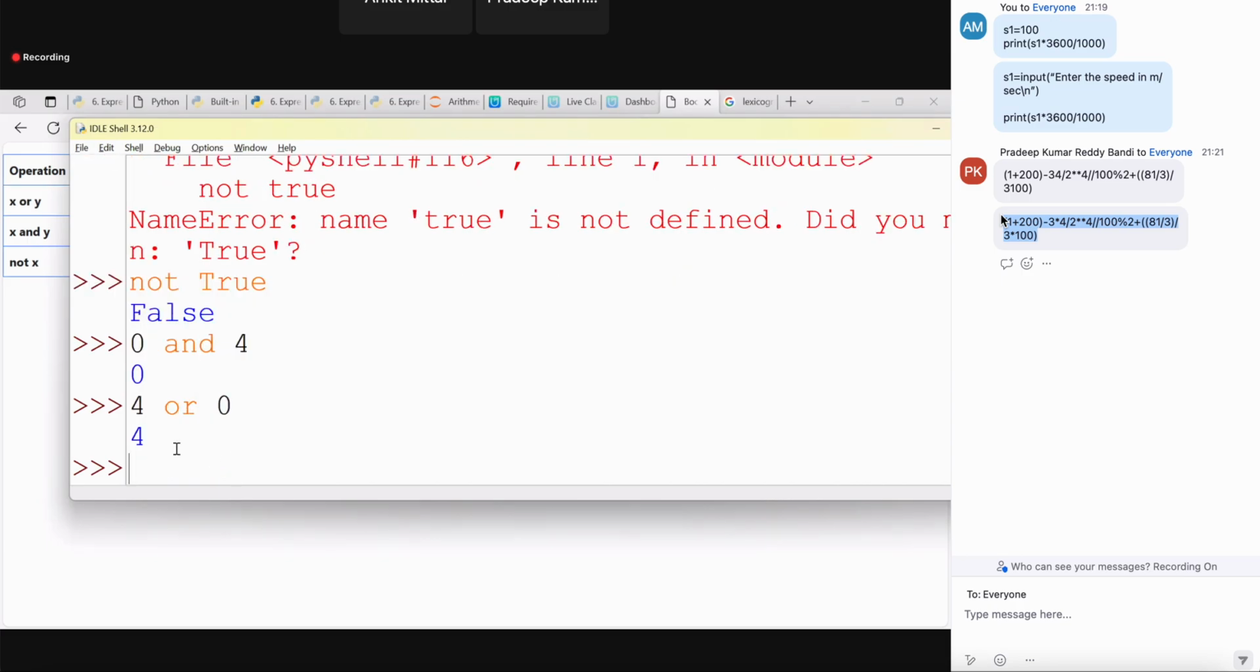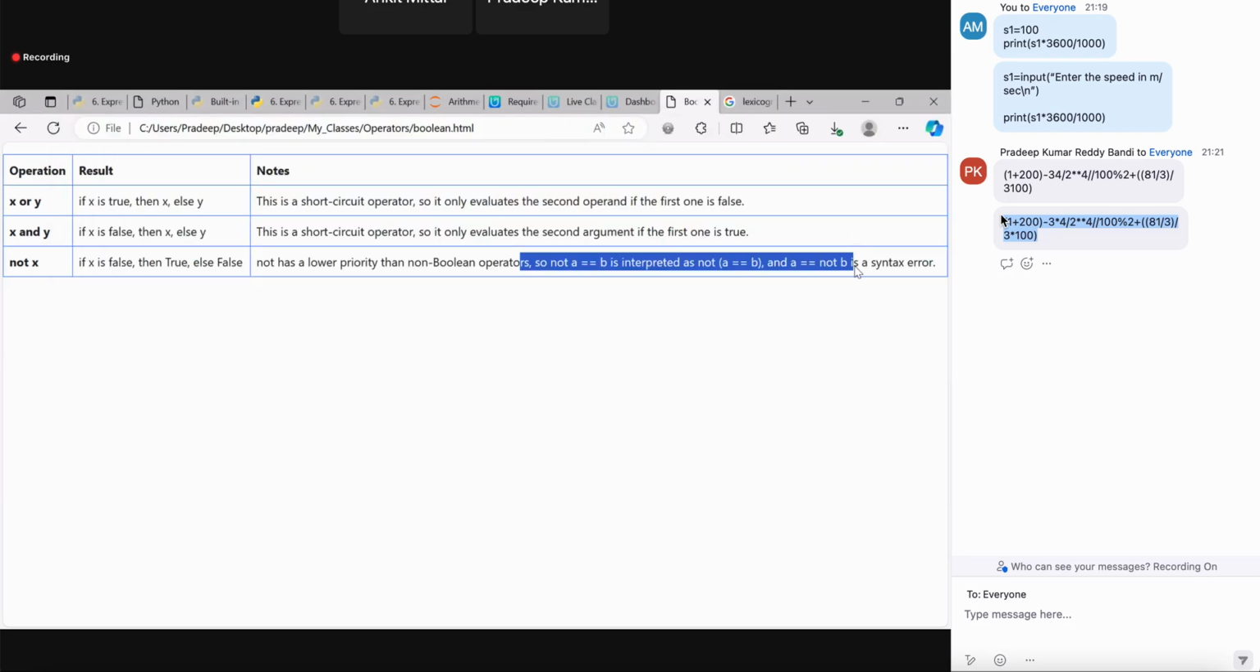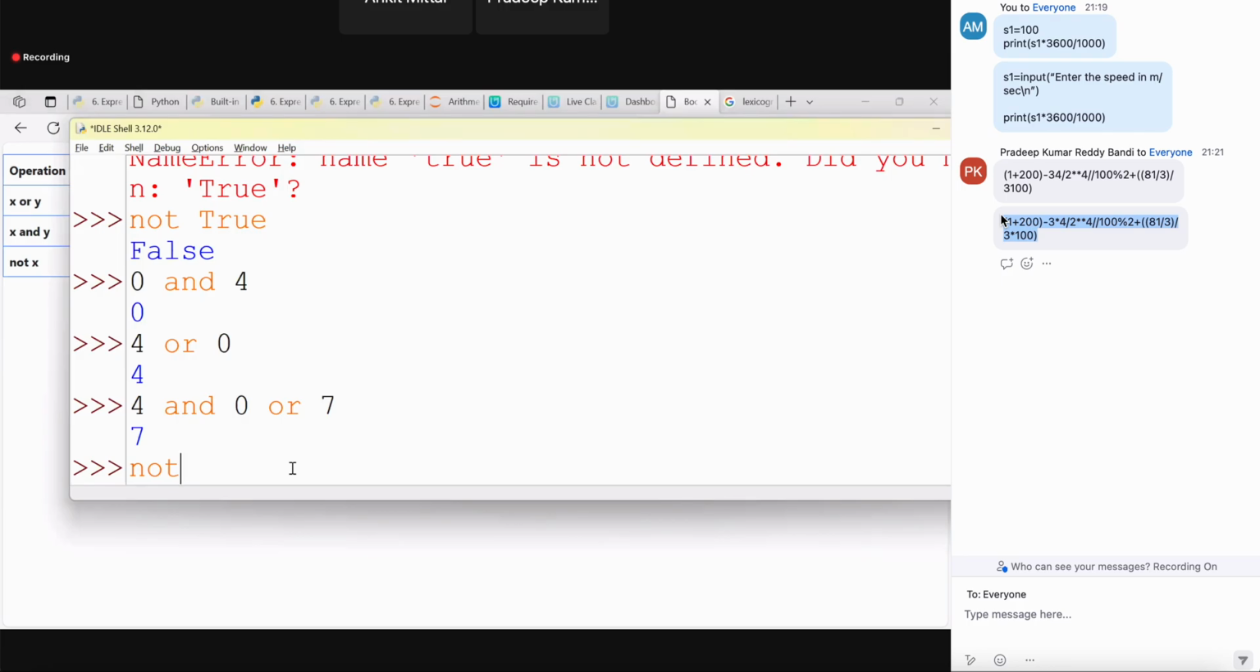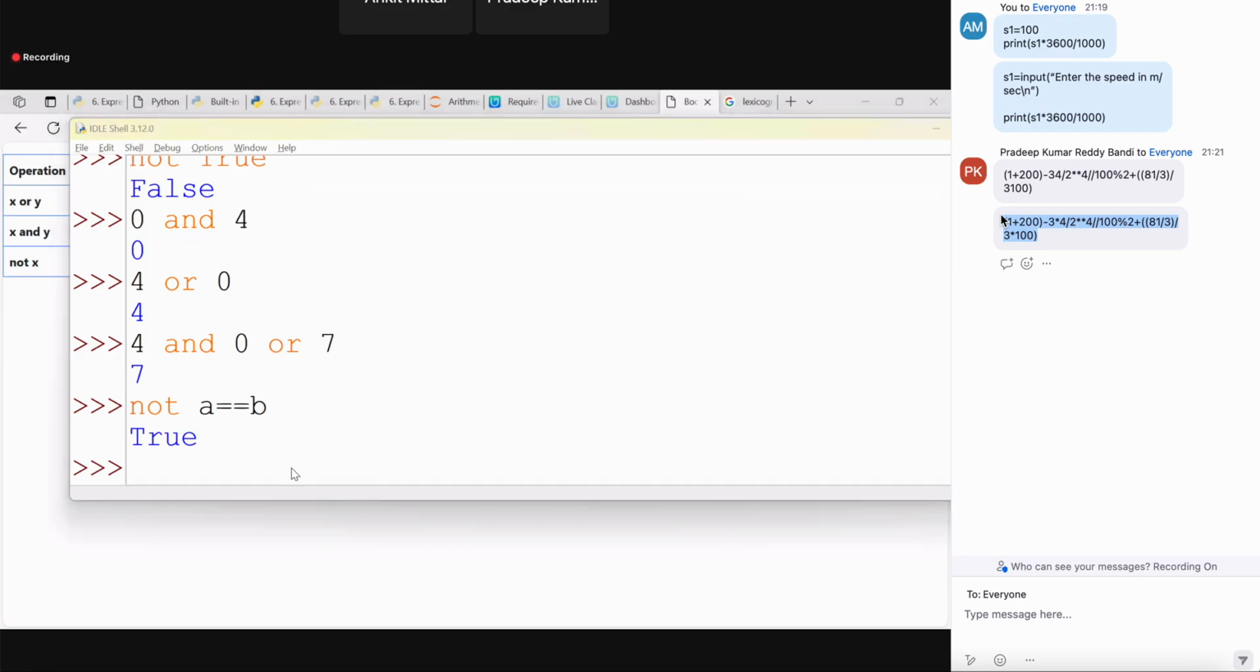Then non-Boolean operators. For example, sometimes you might come across situations like this: not of A equal to B. So in that case, which one should we evaluate? You should evaluate the A equal to B first, and then the not on top of that.